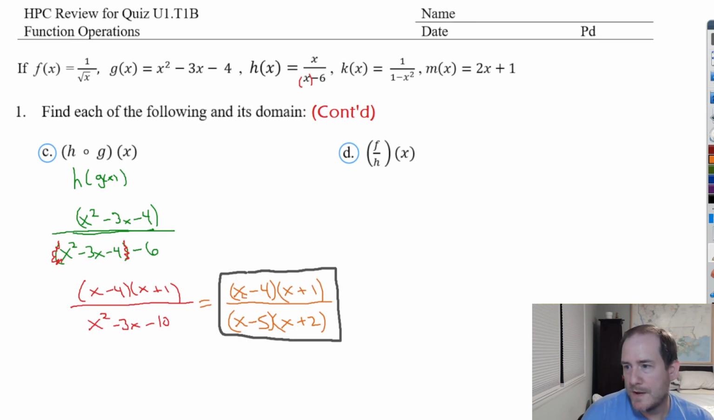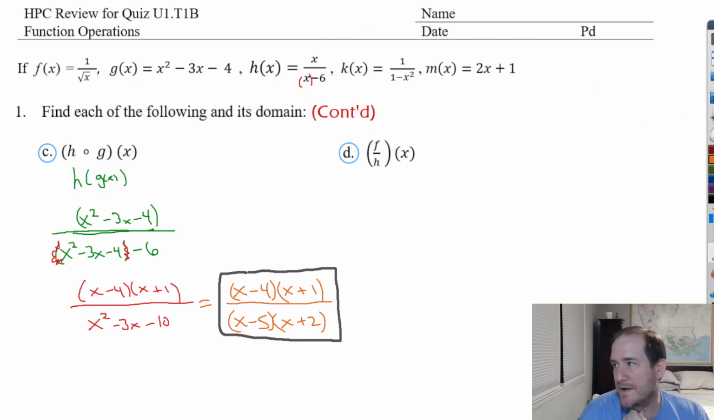Here's this one. So I don't need to make any stipulations about my domain here, because everybody can still see that 5s are bad and negative 2s are bad. And I don't think we have any other restrictions. Even if I go back and think about inner function, outer function, g of x as my inner function has no restrictions. H of x says thou shalt not be 6, right?